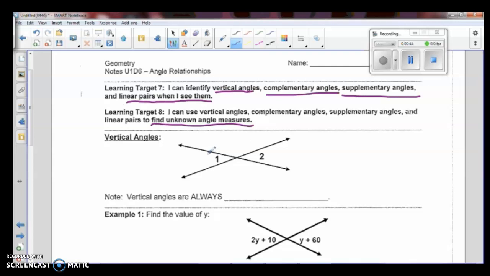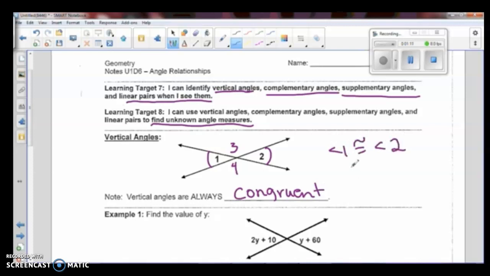So to start things off, we've got vertical angles, so angle 1 and angle 2 here. And vertical angles are always congruent. 3 and 4 are also a pair of vertical angles. So vertical angles are always congruent. I think about it as like a pair of scissors. When we have our scissors and you open up the handle, the blades open up as well. And remember, congruent is that equal sign with the little squiggly over it, with the tilde.